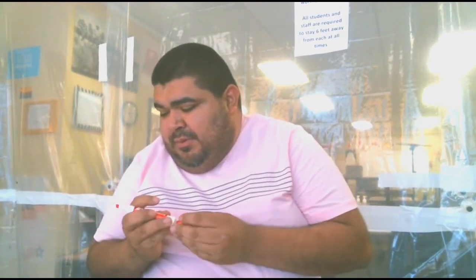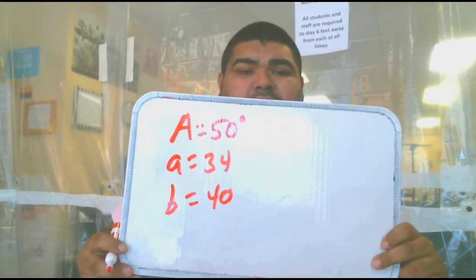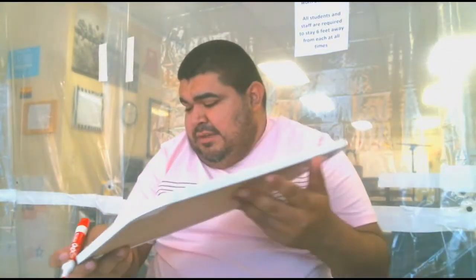All right. The problem for you guys is we have capital A equals 50 degrees, little a equals 34, little b equals 40. Your second problem, capital A equals 24 degrees, lowercase a equals 3 and lowercase b equals 8.